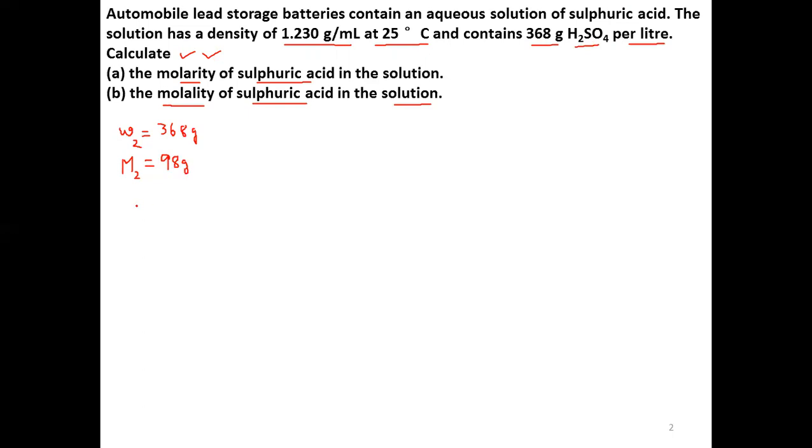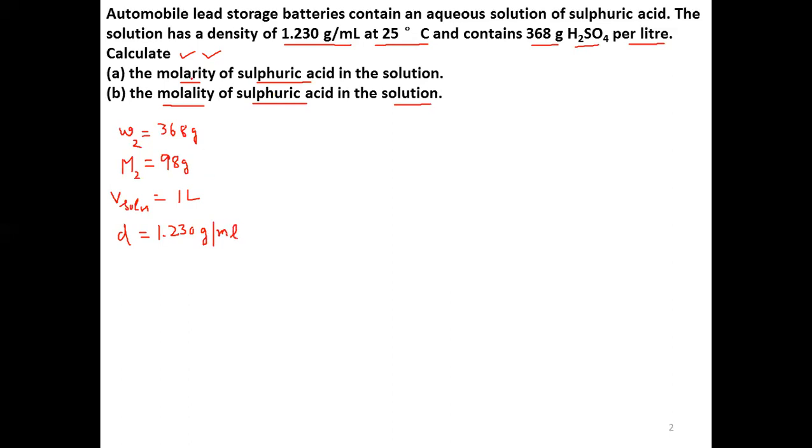So we are given the volume of solution. Please see, per liter means volume of solution. I will write here volume of solution. It is equal to 1 liter and we are given the density of the solution. So D is equal to 1.230 gram per ml. So these are the data which we are given.